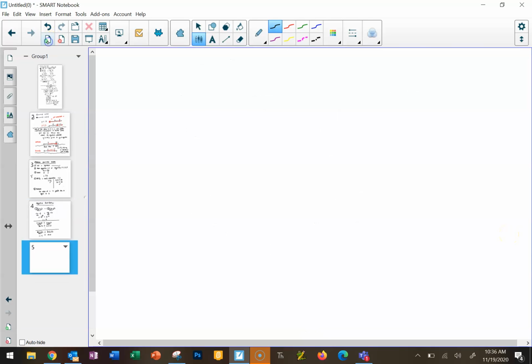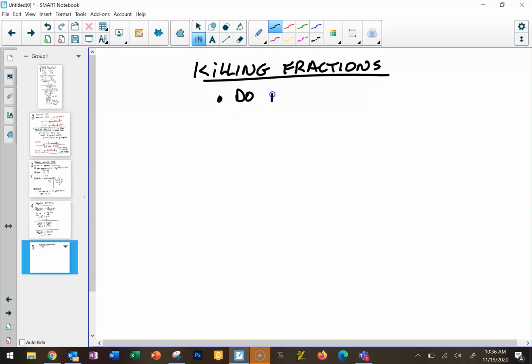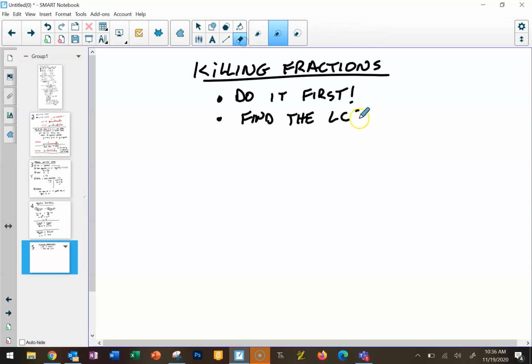Okay, another thing that's still troubling some people is killing fractions. Killing fractions. Do it first, and then find the LCD, which is the LCM of the denominators.